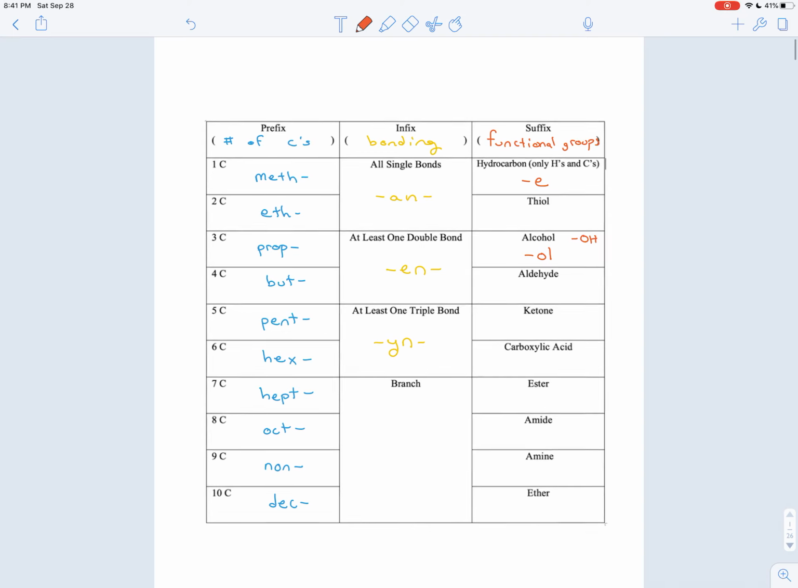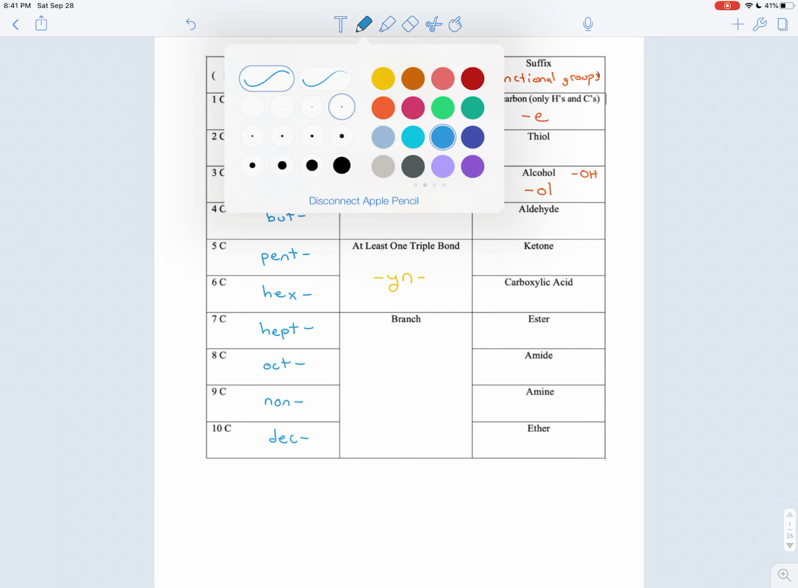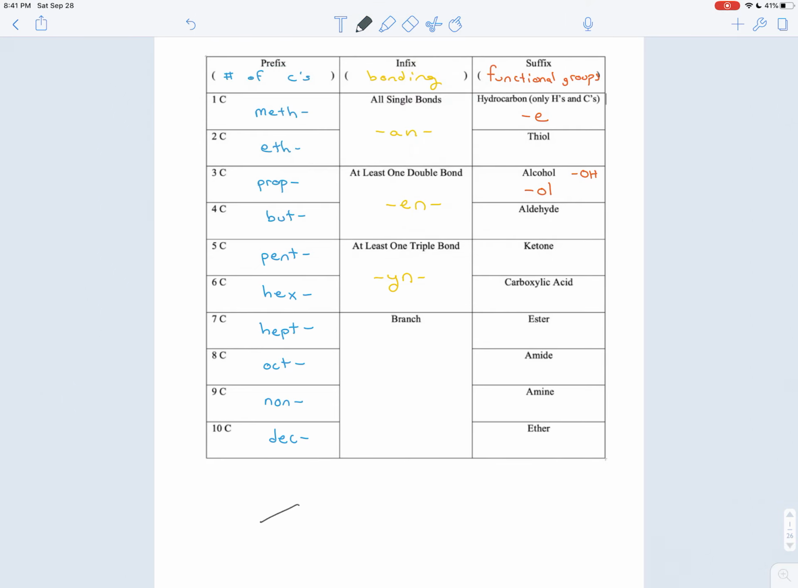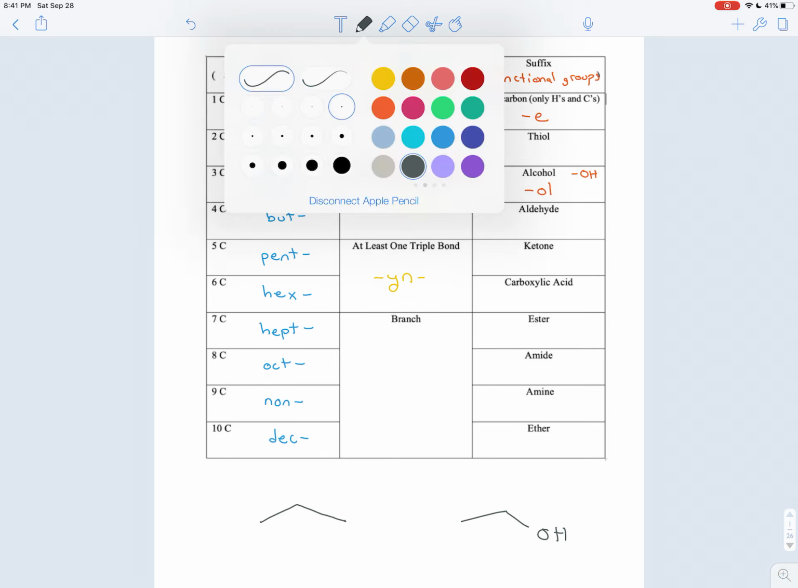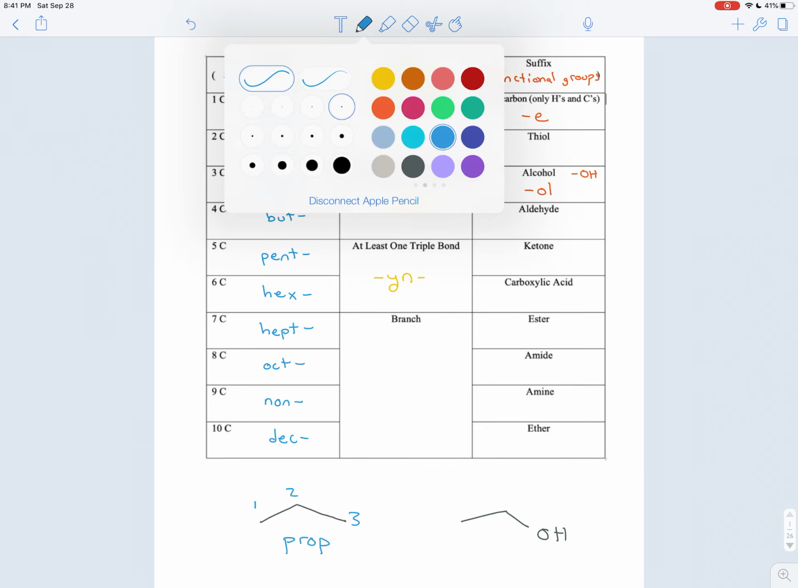Okay, let's just do a little quick practice with this before we dive into the homework exercises. Let's see if we can name just 2 molecules. Really simple, really straightforward. Let's try this one on the left. So how many carbons do we have? We have 1, 2, 3. What's the prefix for 3 carbons? Prop. So that's the prefix for this molecule.